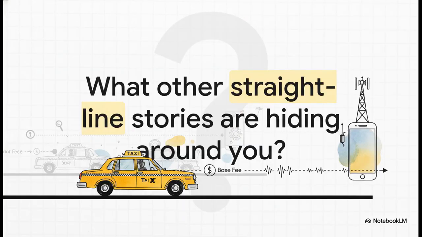So I'm going to leave you with this idea. A taxi fare. That's a straight line story. A cell phone plan with a monthly fee and then a charge for every gigabyte you use. Yep, that's another straight line story. Now that you know how to speak the language of y equals mx plus b, I want you to think, what other straight line stories are out there, hiding in plain sight, just waiting for you to come along and decode them?